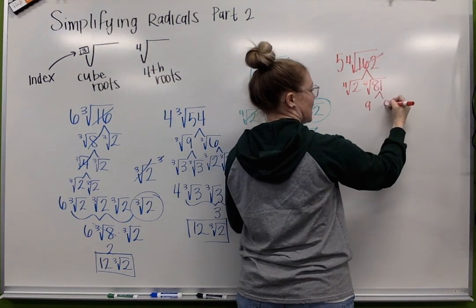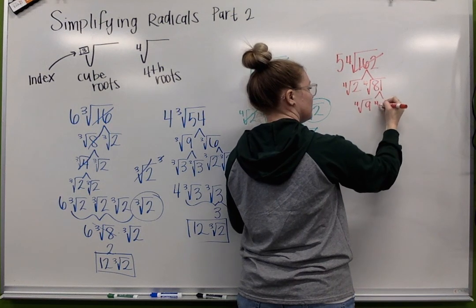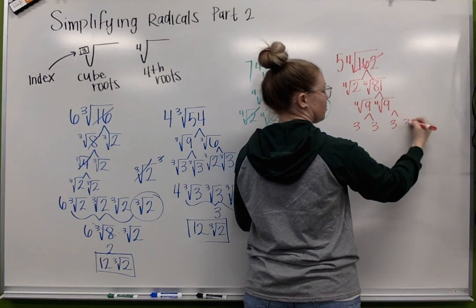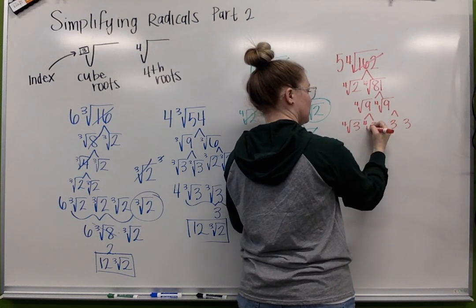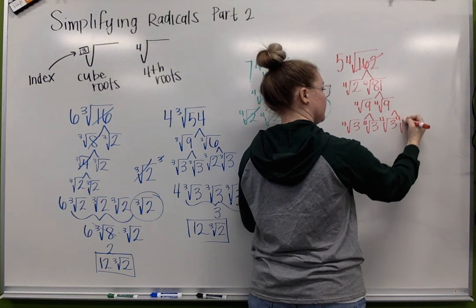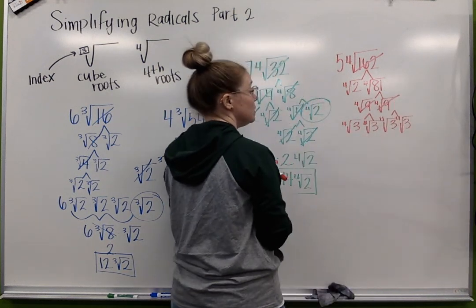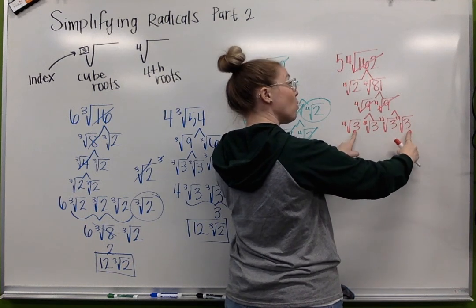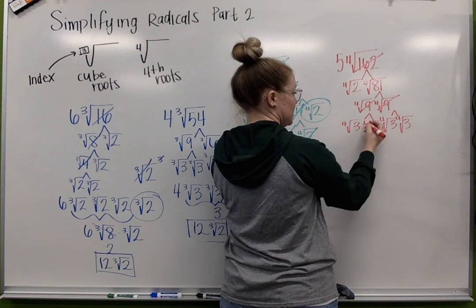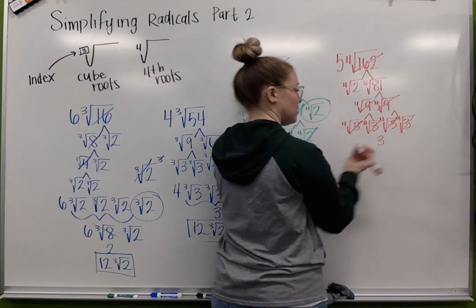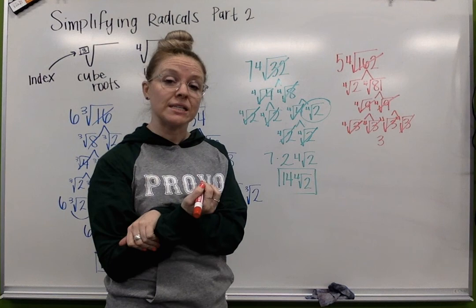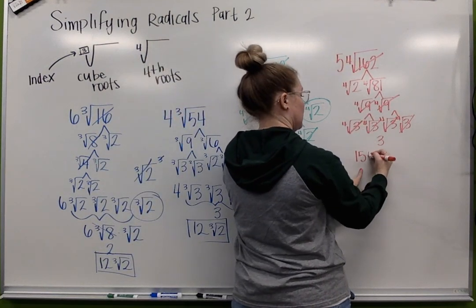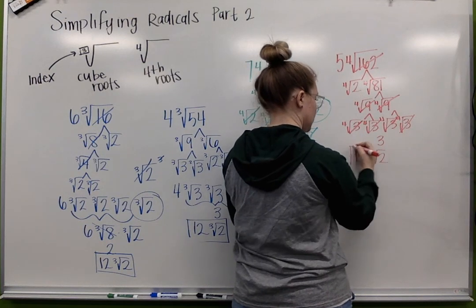81 is 9 times 9. And the 9s are both going to go to 3 and 3. All right. So there goes my 9s. So here's my group of 4. They're nicely lined up together. 1, 2, 3, 4. So these 4 3's, or my fourth root 3's, become 3. 3 times 5 is 15. And I'm left with the fourth root of 2.